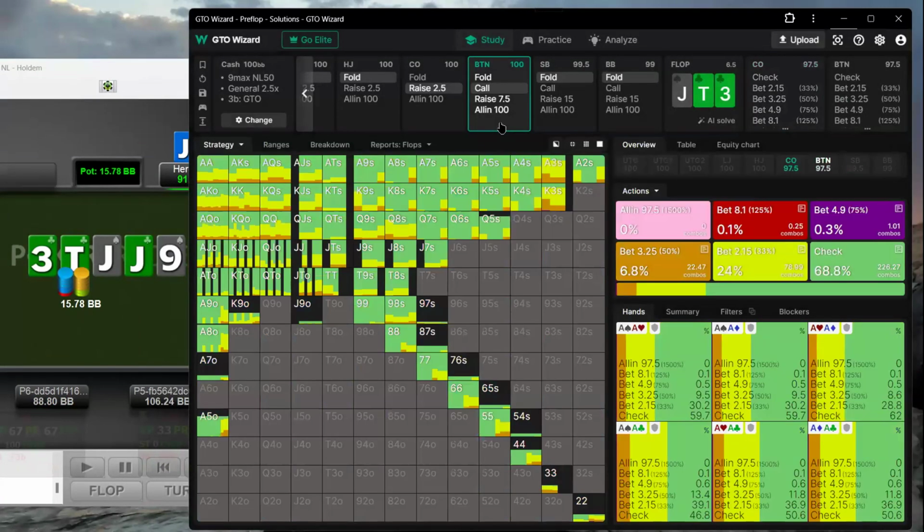There's his flatting, there's his button range. Okay, this is a general. Okay, cool, thanks. And were we back checking pure on the flop? I haven't got there yet.